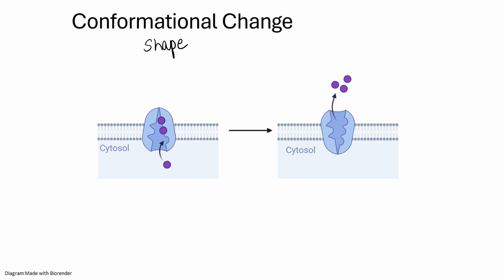So channels don't change their shape. They're just open pores in the cell. And if you can fit, you get to go through. Carriers have specific shapes, but they also have to change that shape in order to bring a molecule across the cell membrane. Carriers are still using the gradient to move the molecule across the cell membrane. But take a look at these two molecules here. Their shape is different, and it's that conformational change that allows it to move the molecules across the cell membrane.